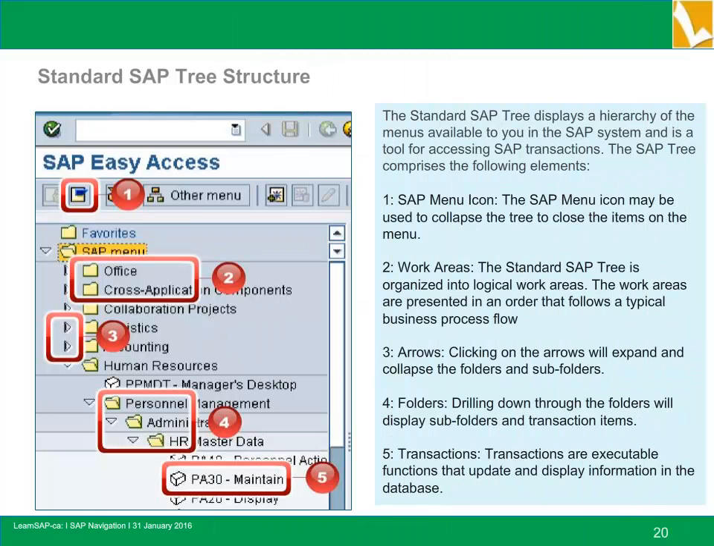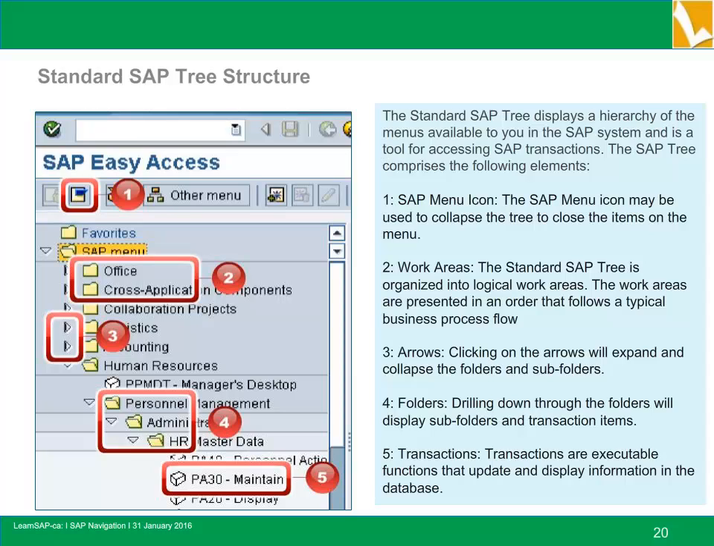The user finds that the standard SAP tree is a tool for accessing the SAP transactions. The standard SAP tree displays a hierarchy of the menus available in the SAP system. Using the tree is one of the best ways to become familiar with the system. The elements of an SAP tree are the SAP menu icon, work areas, arrows, folders, and transactions.